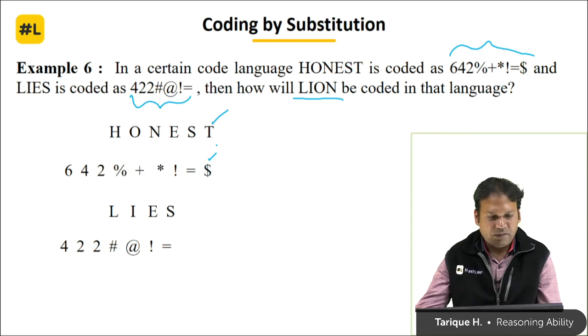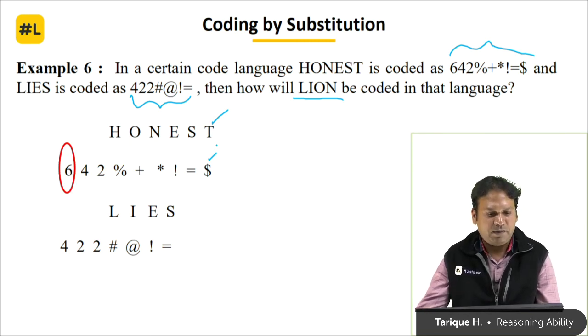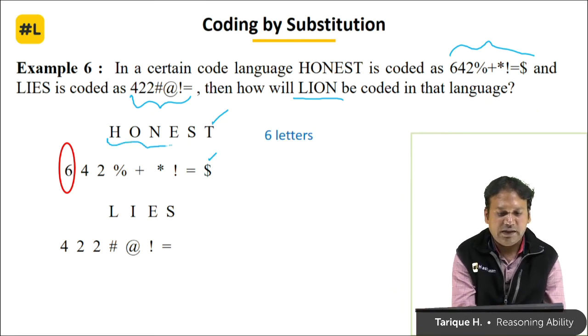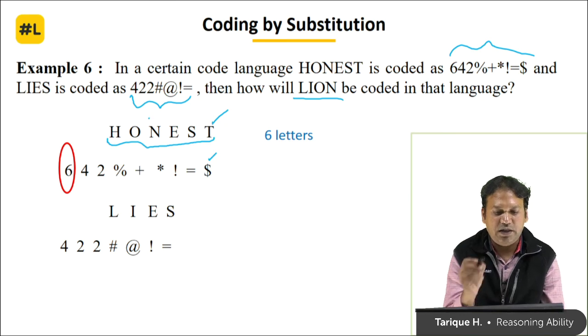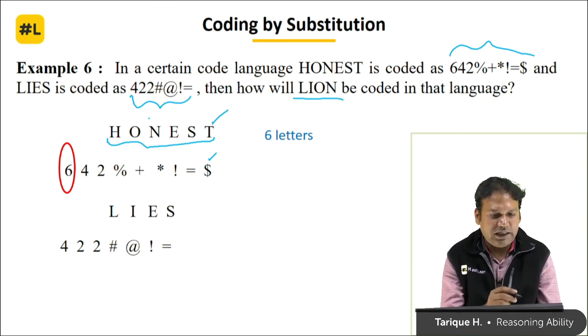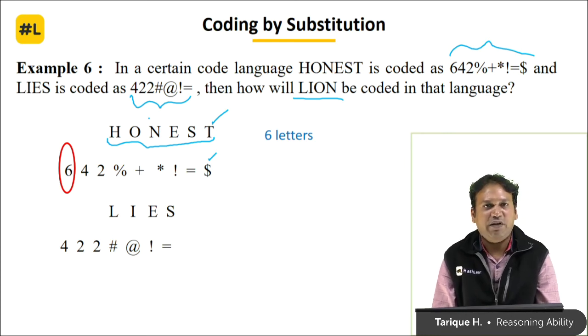So let's see here. First number is 6 here in the code for honest. How is this related to the word honest? The question you should ask is, how is this related to the word honest? H is not the 6th letter. So what is it? 6 letters. You see here in the word honest we have 6 letters, 1, 2, 3, 4, 5, 6. So could it be that 6 is here standing for the number of letters in the word honest?